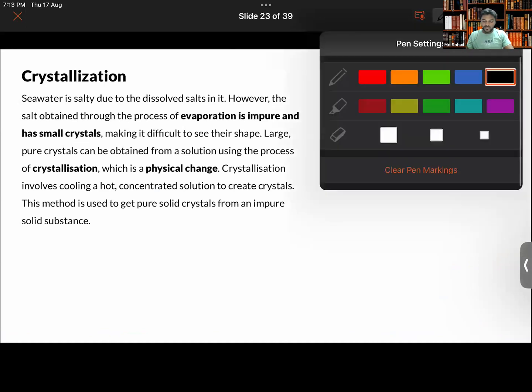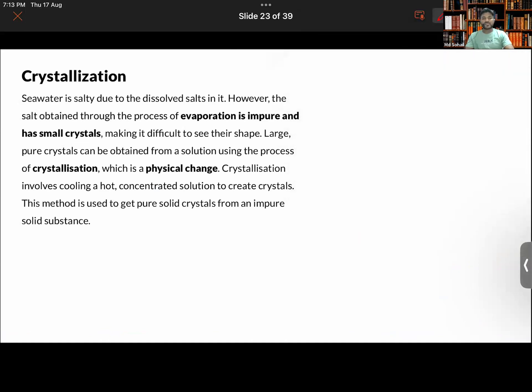So you guys tell me, is it a chemical change or a physical change? It is a physical change, because the chemical composition is the same. No new substance has formed. So the salt, how does it come from the seawater? That is too salty, so there is dissolved salt in it. You guys know already.